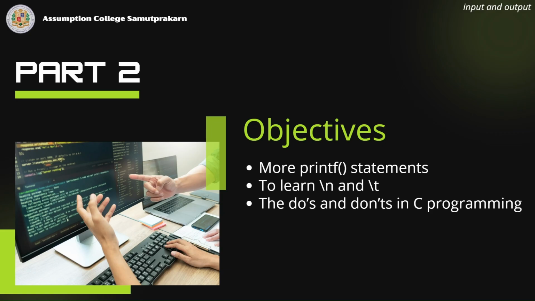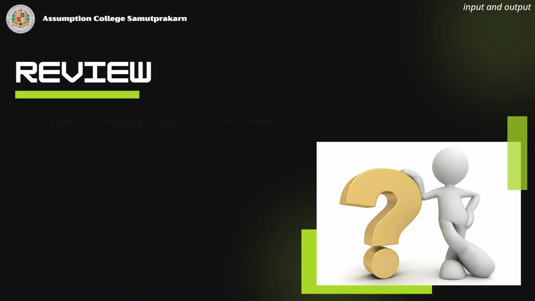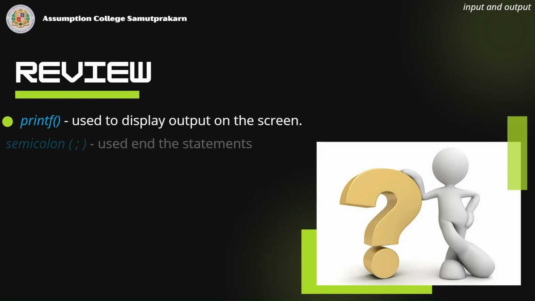Before we continue, let's have a quick recap. The printf function is used to display output on the screen. It allows the program to show messages, text, numbers, and other information to the user. Whatever is written inside the double quotation marks will appear as output when the program runs. Also remember that every statement in C programming ends with a semicolon. You can think of the semicolon like a period in an English sentence. The semicolon tells the compiler that the instruction is complete.